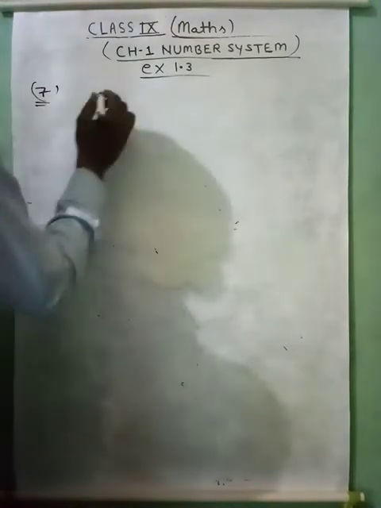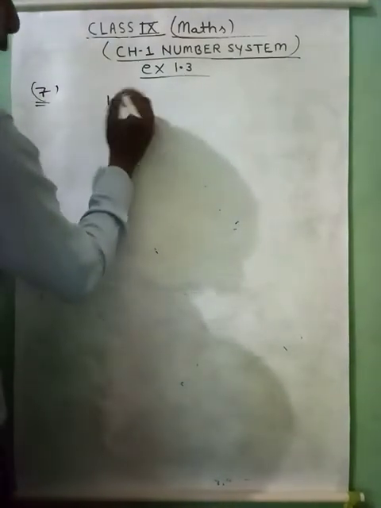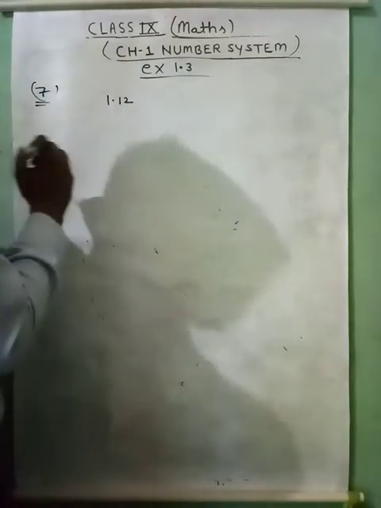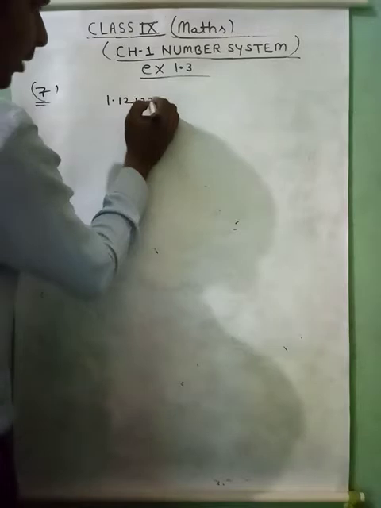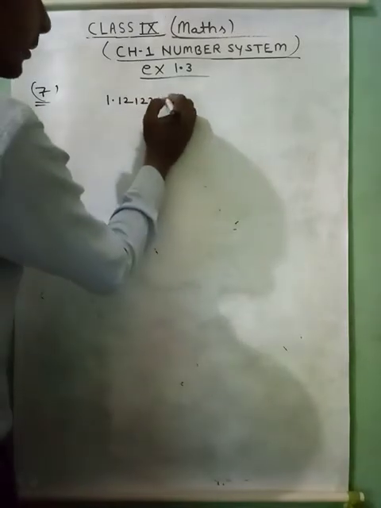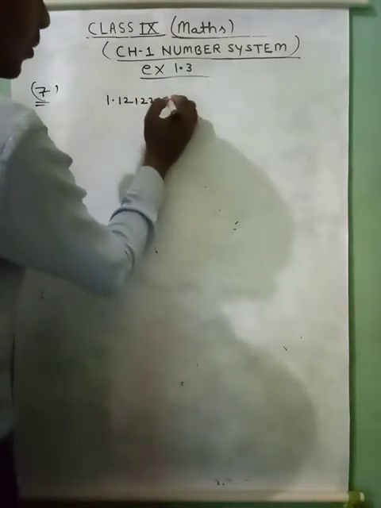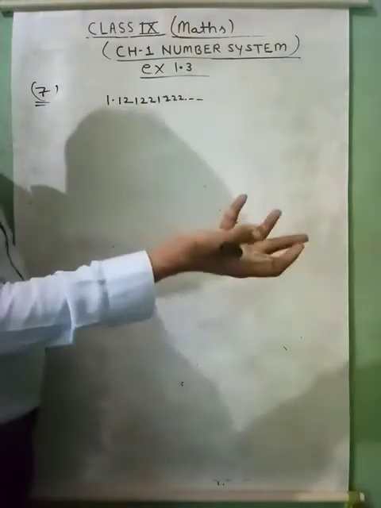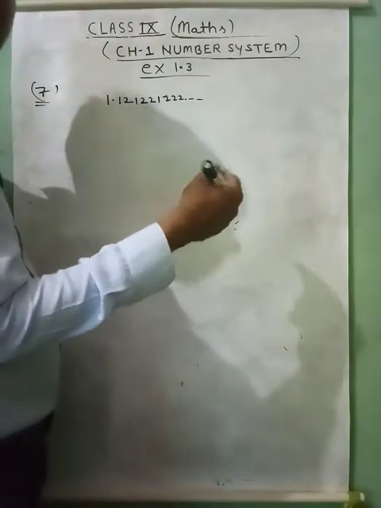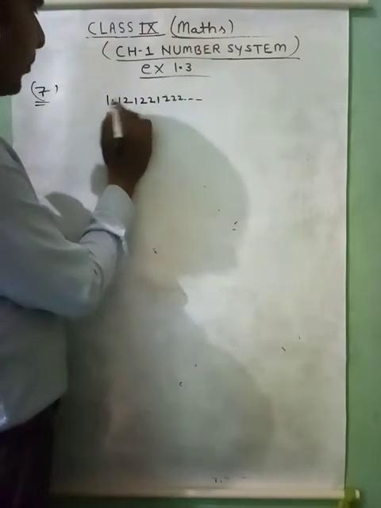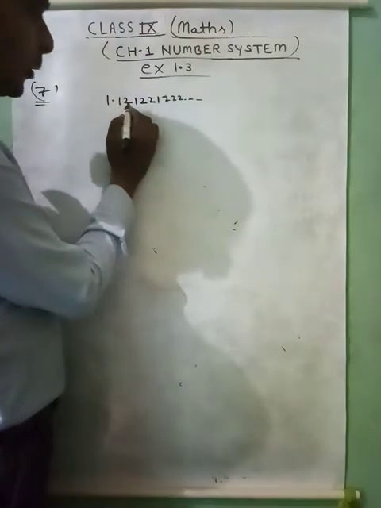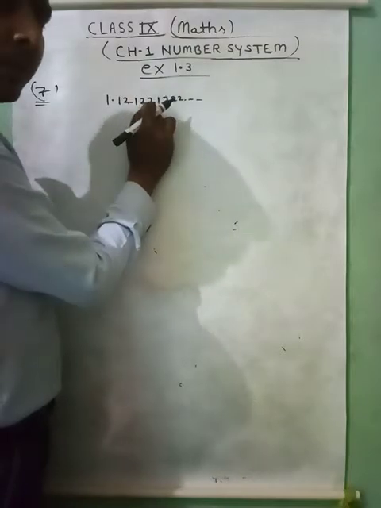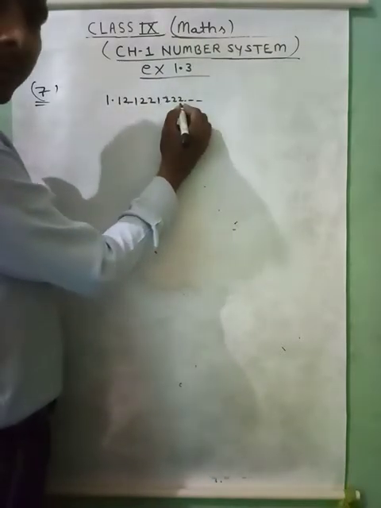First number: 1 point, you can take any number, 1.12, 1.122, 1.1222 and so on. We see here it is non-terminating and not repeating. After the point it is 1, it is 2. Next it is 1 and it is double 2. It is 1, it is triple 2.